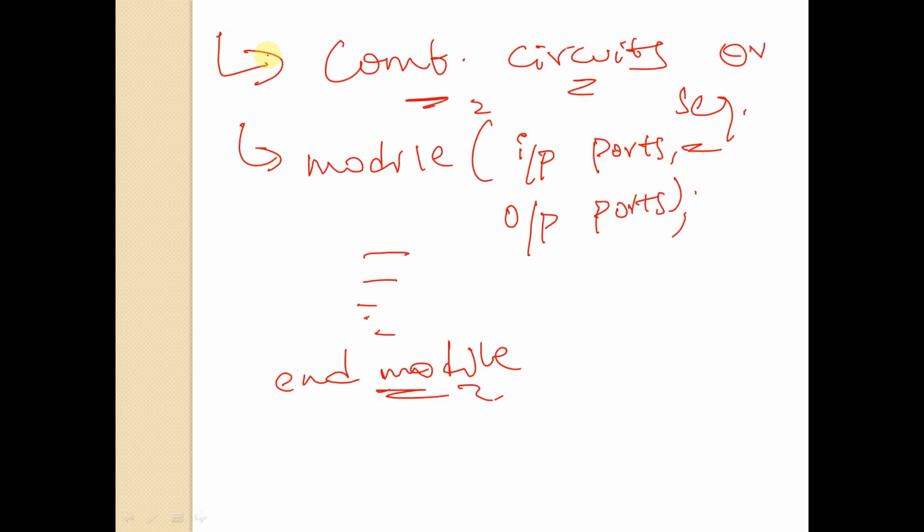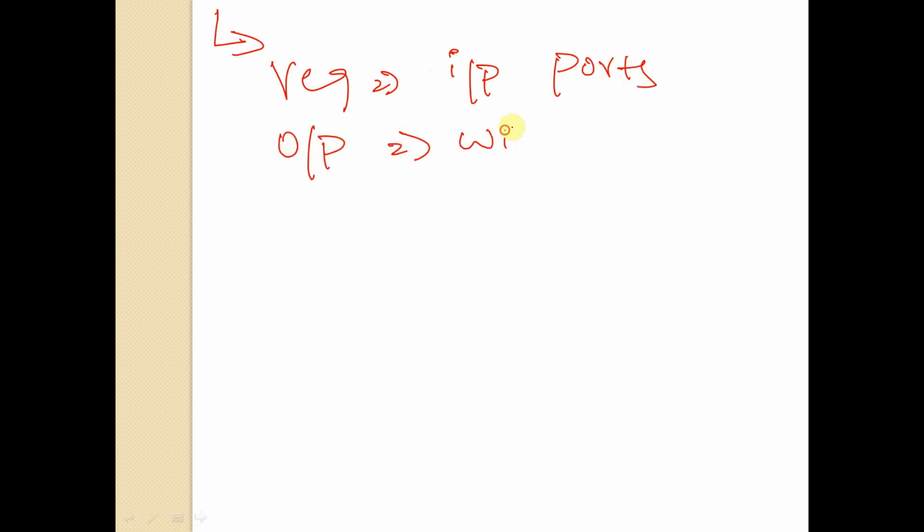So first we should identify the input ports and output ports. Initially in the test bench, we will declare all the input ports as reg and output ports as wire. And we will instantiate our design with our test bench.